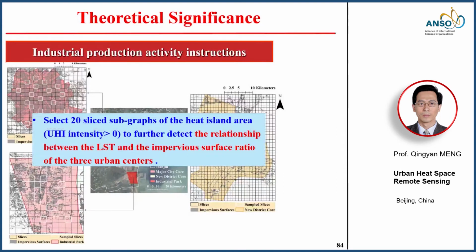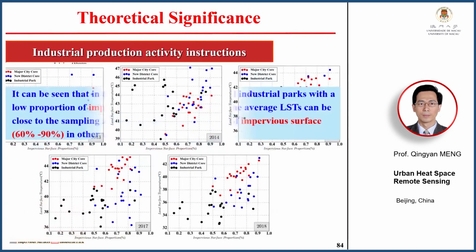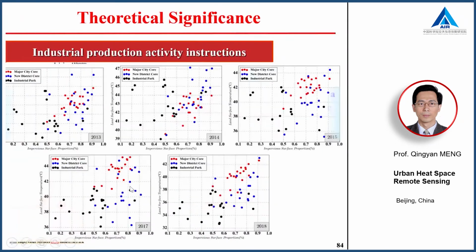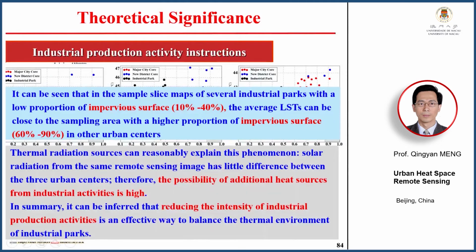We selected 20 sliced sub-graphs of the heat island area to further detect the relationship between the land surface temperature and the impervious surface ratio in the 3 urban centers. It can be seen in the sample maps that several industrial parks with a low proportion of impervious surface and average land surface temperature can be close to the sample areas with a high proportion of impervious surface in the other centers. And the thermal radiation source can reasonably explain the phenomenon.